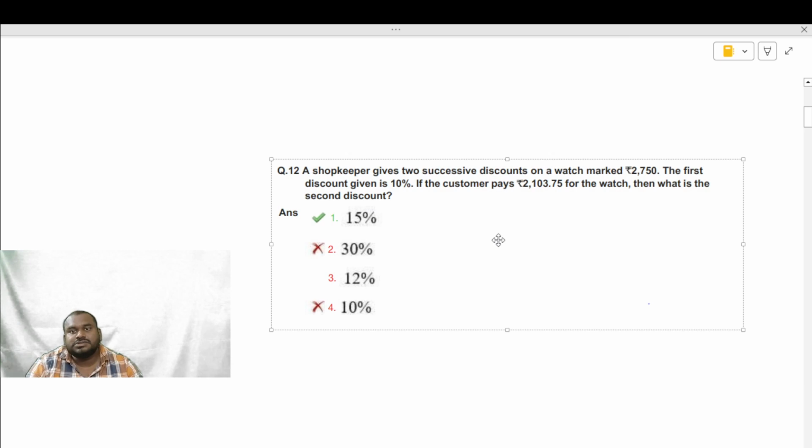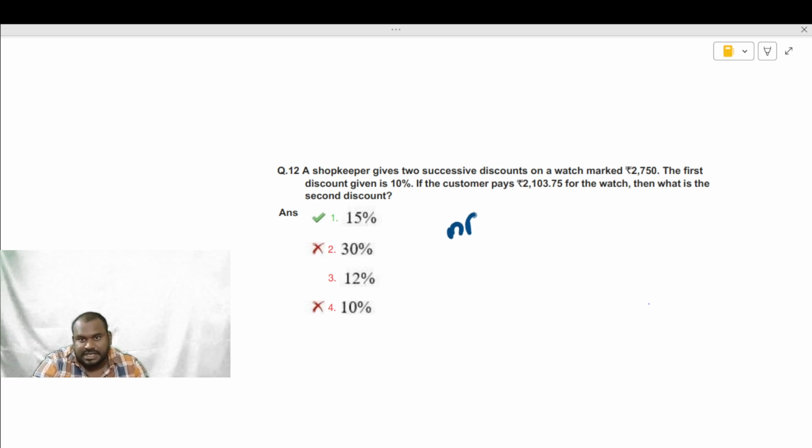A shopkeeper gives two successive discounts on a watch marked 2750. So the market price of the watch, the MRP, is 2750. After two successive discounts on a market price of 2750, the shopkeeper who is selling the product is giving two discounts.